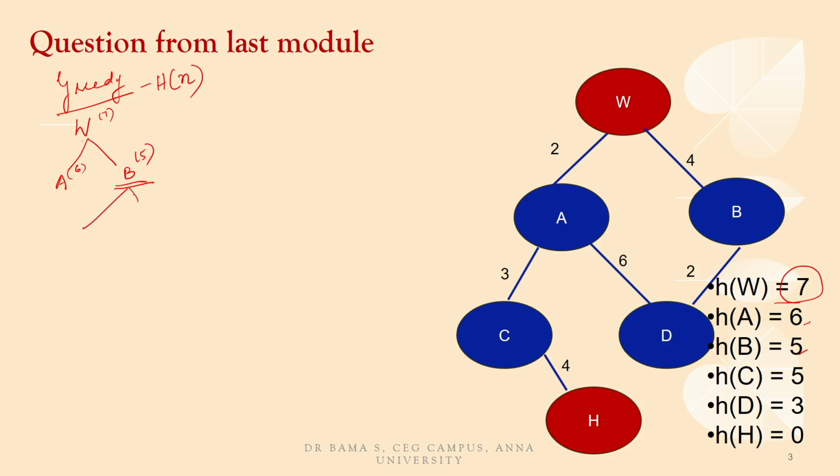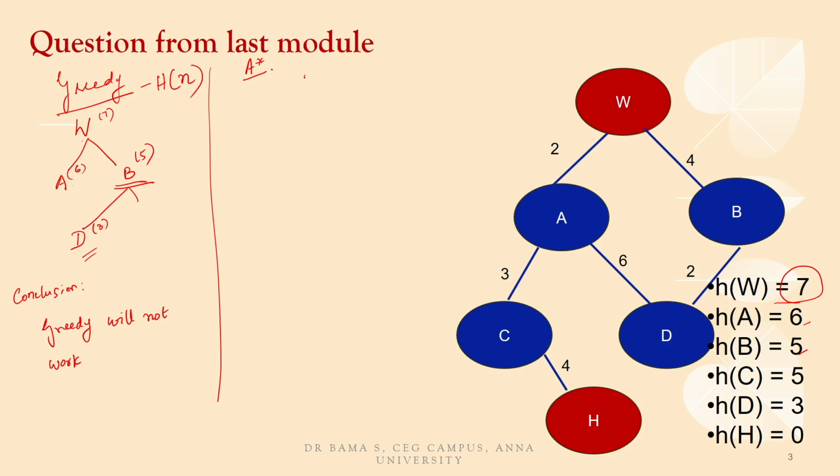Again, from B there is only one branch which is D with a value of 3, and from D there is no other path. So, it will stop here. So, the greedy best first will not work for this problem. The conclusion for greedy is that greedy will not work for this problem because it will stop at D.